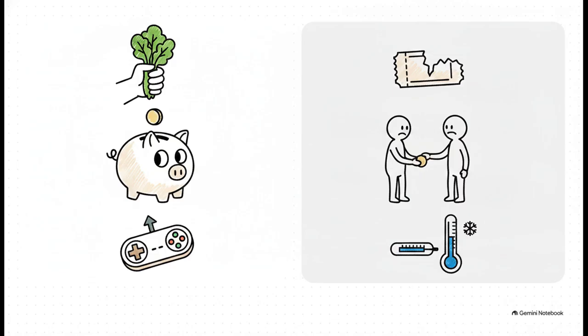But on the flip side, paying a 120 peso fare, borrowing 300 pesos from a buddy, or seeing the temperature drop by 2 degrees, those represent a loss, a debt, or a decrease. These are our negative situations. Our lives are basically just a constant balancing act between these two sides.